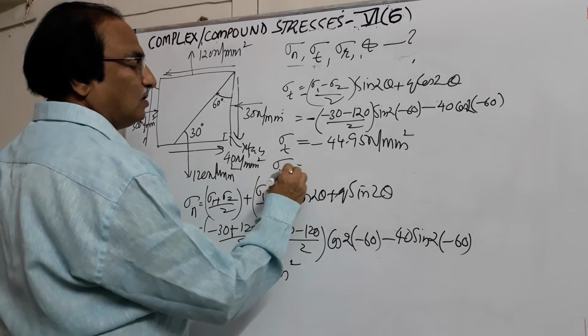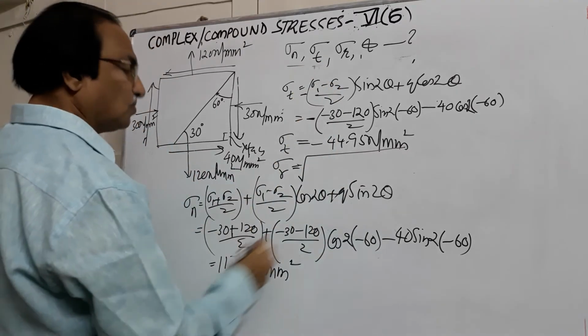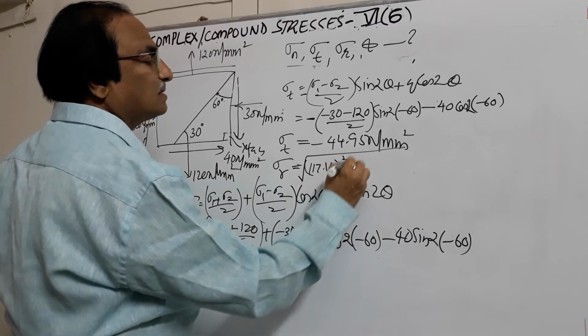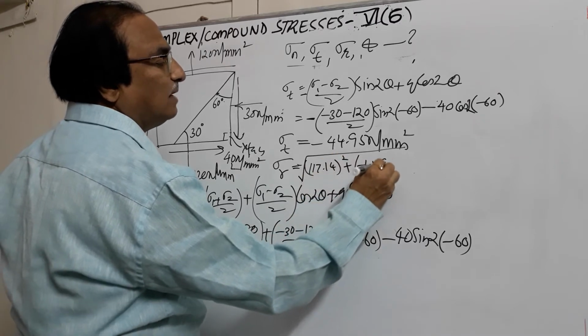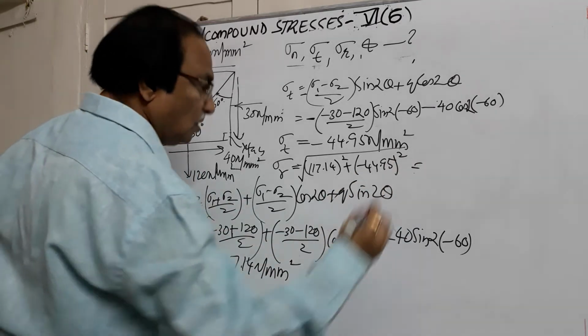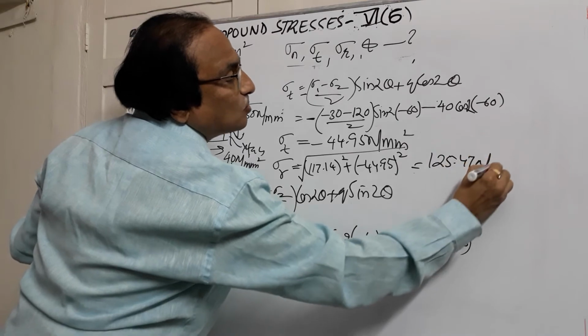You can easily find out the resultant stress, equal to under root sigma n square plus sigma t square. So 117.14 square plus minus 44.95 square. So this will give the resultant stress equal to 125.47 Newton per mm square.